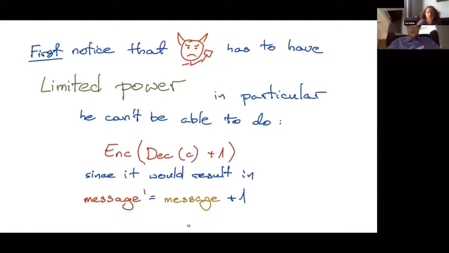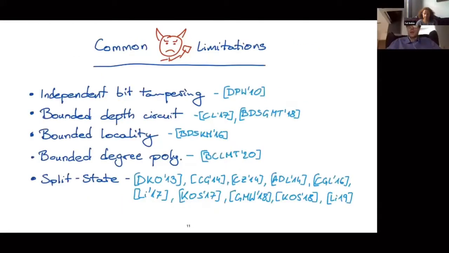First of all, notice that the adversary has to have limited power. In particular, he can't do the following: he can't decode, add one, and re-encode again, because that results in the message being message plus one, which should not be possible. So what are the common limitations of the adversary? Well, there are quite a few classes. This is not an exhaustive list.